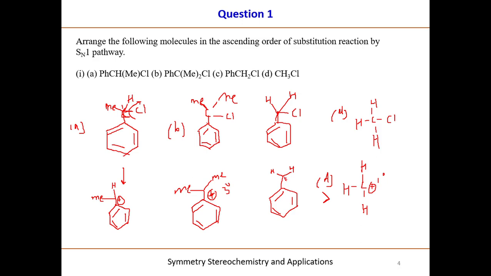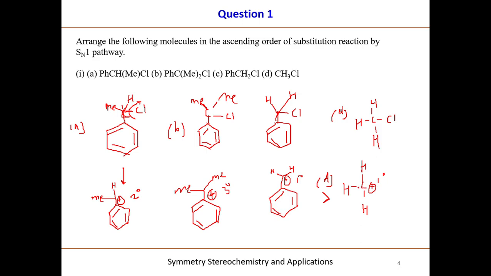This position is a benzylic position. When we talk about this one, this is the secondary carbocation, and this is the primary carbocation. Now, you can see that this carbocation has two groups, methyl and phenyl, so it is comparatively more stable than this one, because this one has only a phenyl group. It is a primary carbocation, but it is stabilized by this phenyl ring also.